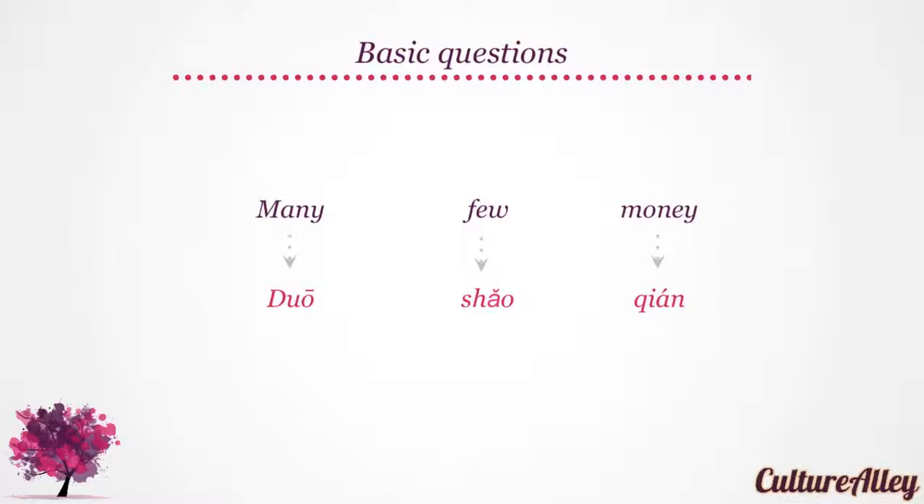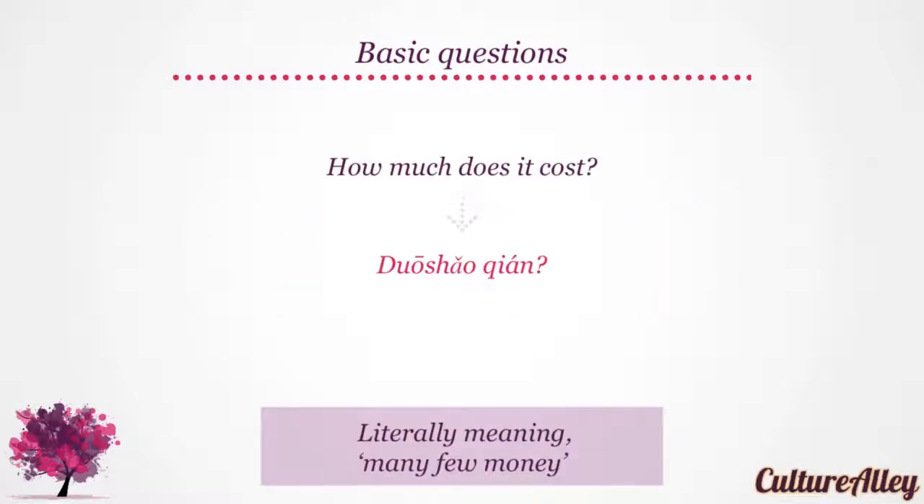So, how much does it cost? Literally translates to English as many, few, money, where many becomes 多. Few is 少. And money is 钱. Thus, how much does it cost translates as 多少钱, literally meaning many, few, money.